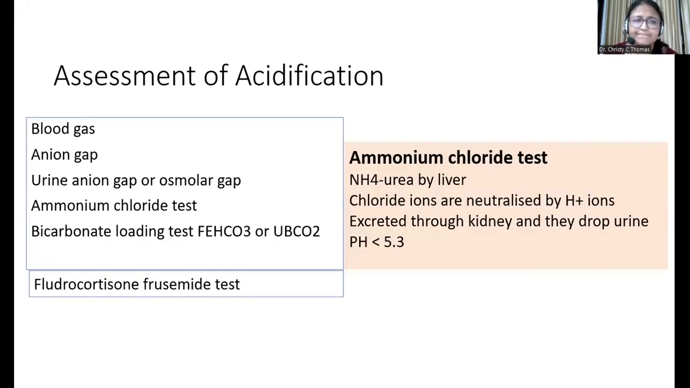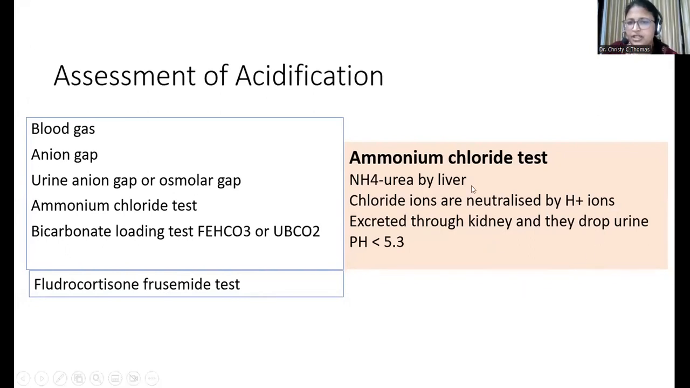Then comes the test for assessment of acidification. These tests are done when you suspect renal tubular acidosis. The battery of tests includes blood gas analysis, blood anion gap calculation, urine anion gap calculation or urine osmolar gap calculation, then the ammonium chloride test. The ammonium chloride test is the gold standard for assessment of acidification.